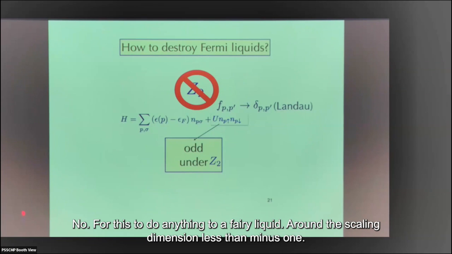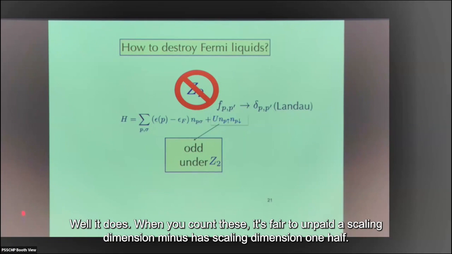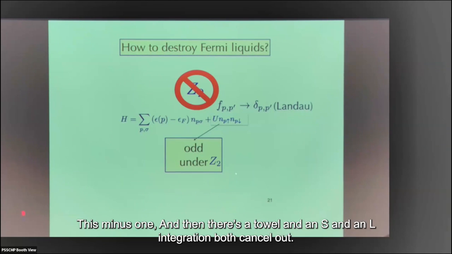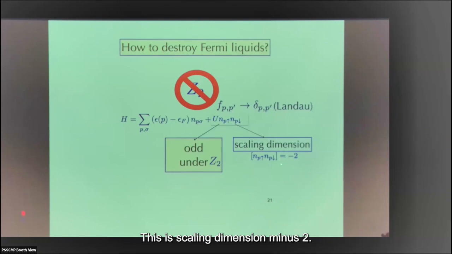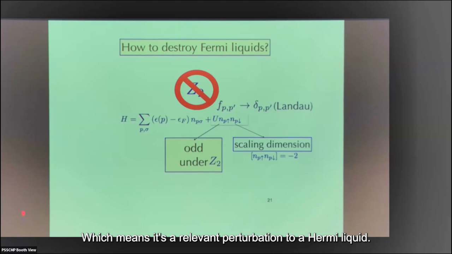Now, for this to do anything to a Fermi liquid, it had better have a scaling dimension less than -1. Well, it does. When you count these, each fermion operator has scaling dimension -1/2. And then there's a tau and an S and an L integration. Those cancel out. There's only one momentum integration. The scaling dimension is governed by the scaling dimension of the fermion operators. This is scaling dimension -2, which means it's a relevant perturbation to a Fermi liquid.